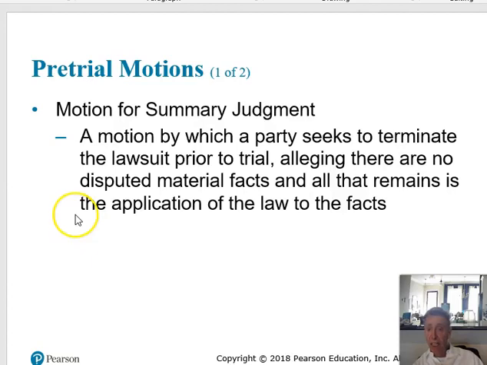Motion for summary judgment. That's when the party says, hey, there are no disputed material facts, and all that remains is the application of the law to the facts. So the defense would say, hey, there's no cause of action. The plaintiff would say, it's clear, even they agree to the facts, we just need a judgment.